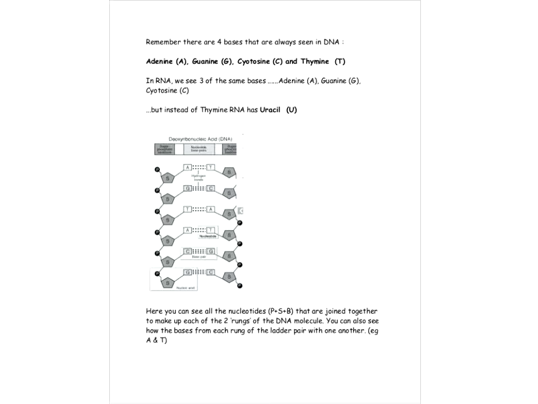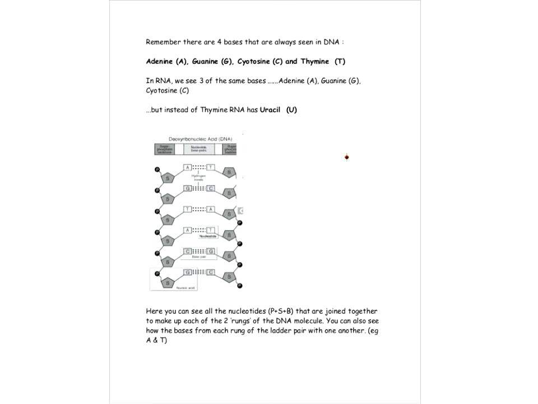So we see that in DNA we have adenine or A, guanine or G, cytosine or C, and thymine or T. And in RNA we have 3 of the same bases, adenine, guanine, and cytosine. But now, instead of thymine, RNA has uracil, or U.